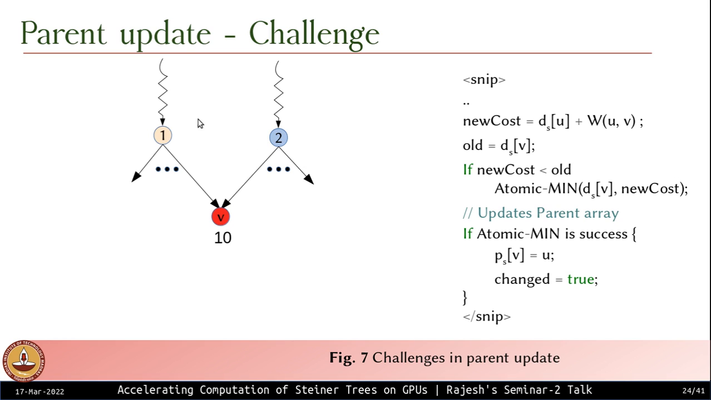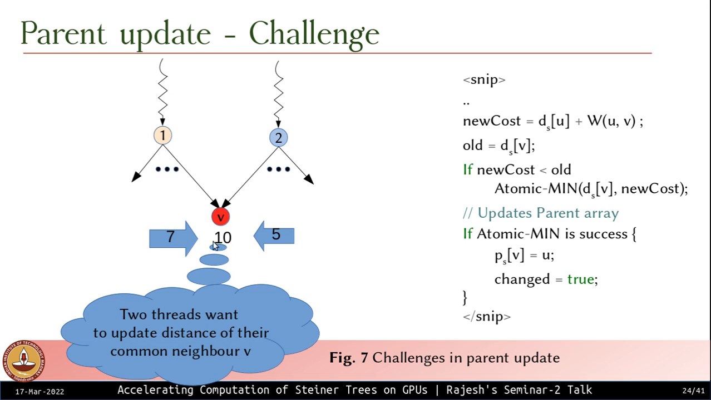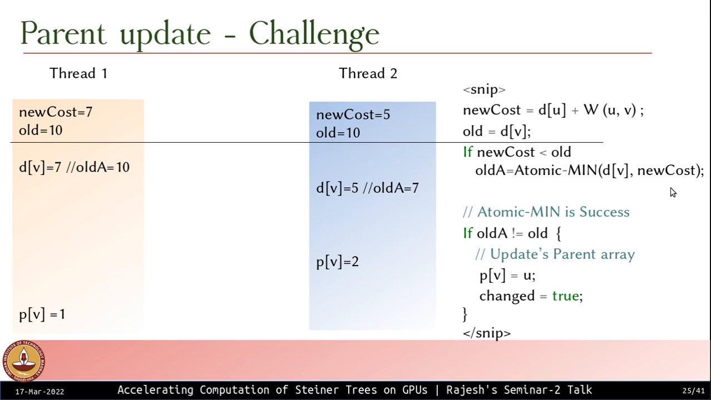Let's look more carefully at what this challenge is. When two threads are trying to update a common neighbor v, let's say 10 is the distance from source to v in the previous iteration, and both 1 and 2 are trying to update the distance to some lesser value. Let's say thread 1 operating on vertex 1 is trying to update the distance from 10 to 7, and thread 2 is trying to update the distance from 10 to 5, right. In this kind of situation, this code will fail. We'll get into more detail on how this happens.